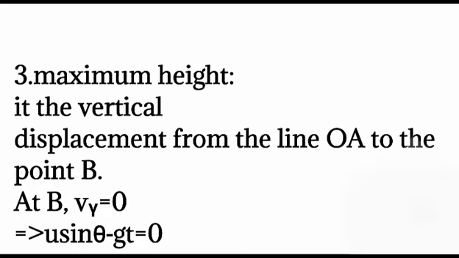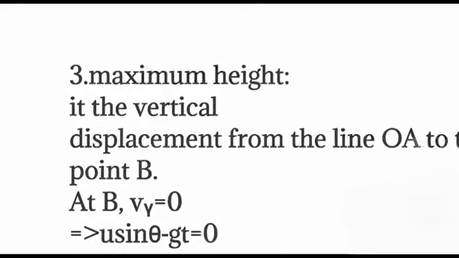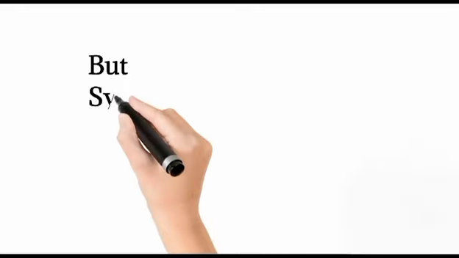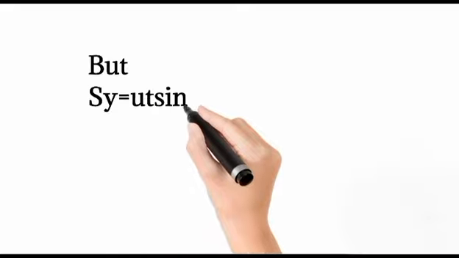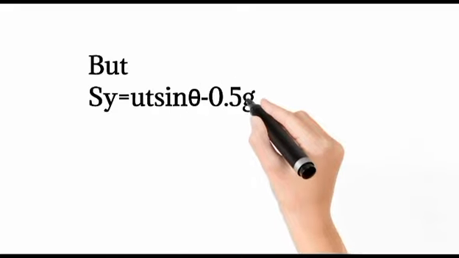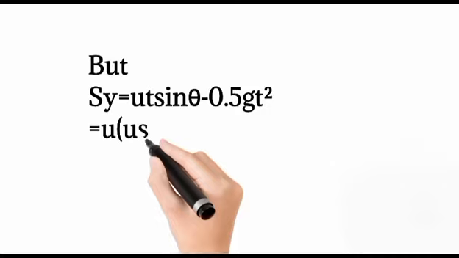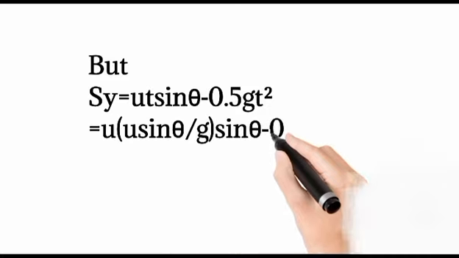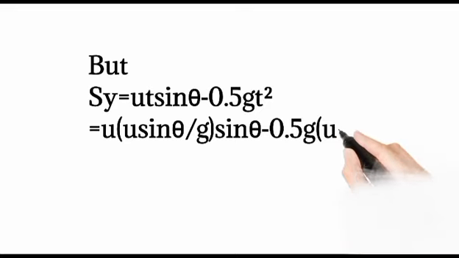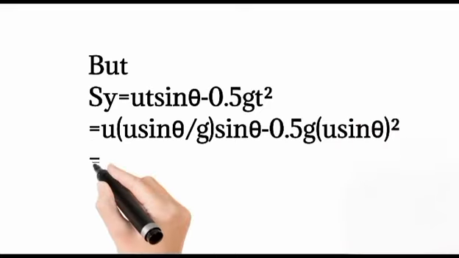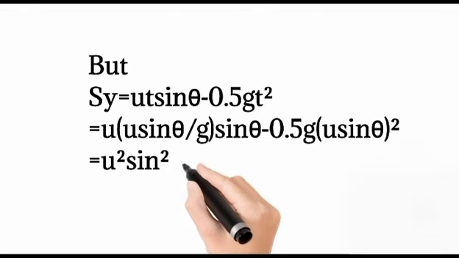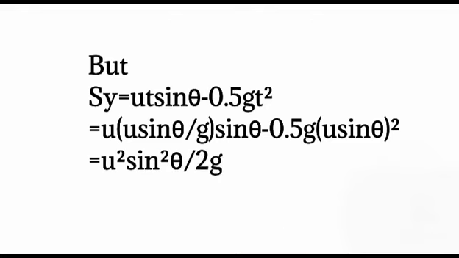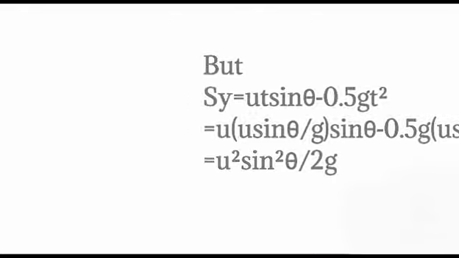At B, Vy equals 0, implying u sin theta minus gt equals 0. But we know that Sy is given as ut sin theta minus half gt squared. Substituting the value of t in Sy and simplifying gives the maximum height h max as u squared sin squared theta on 2g.